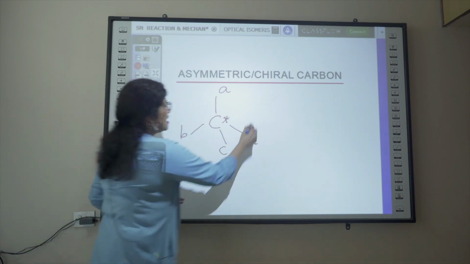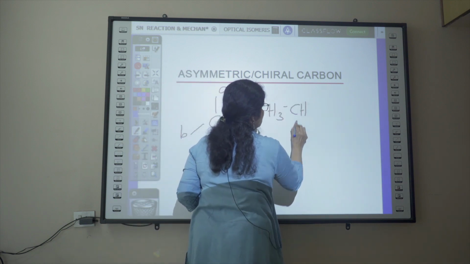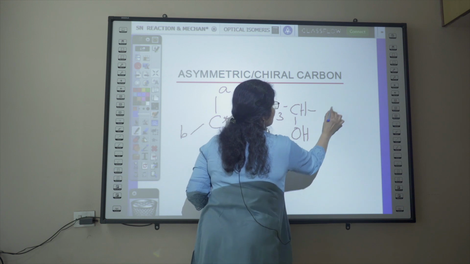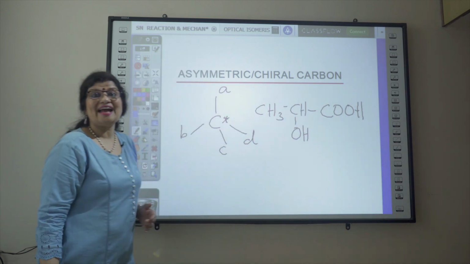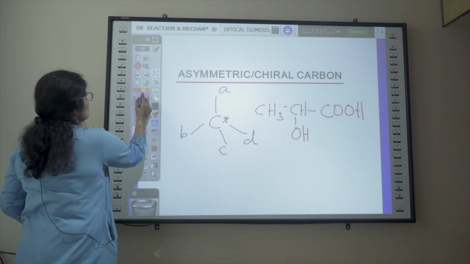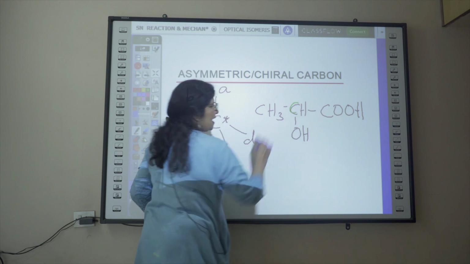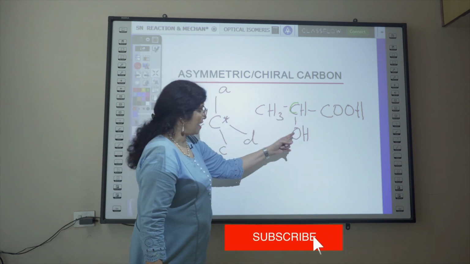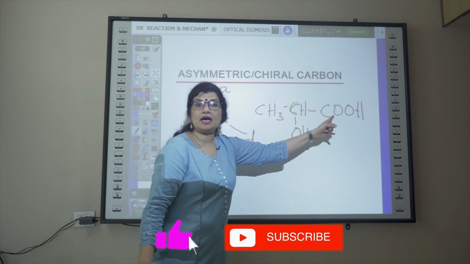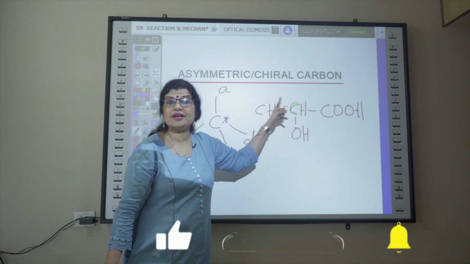For example, if I write a structure like this, CH3, CHOH, COOH, the formula of lactic acid. Okay, so focus on this carbon atom. This carbon atom is bonded to a methyl group, an OH group, a hydrogen and a carboxylic acid. So this carbon atom is bonded to 4 different groups.